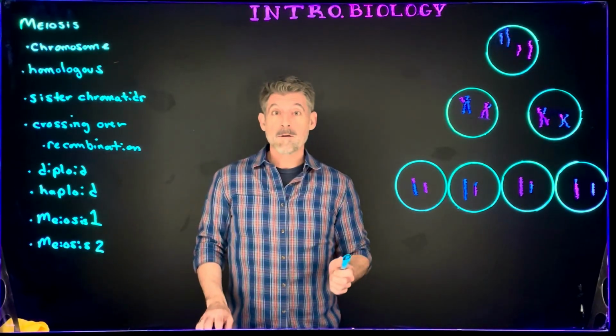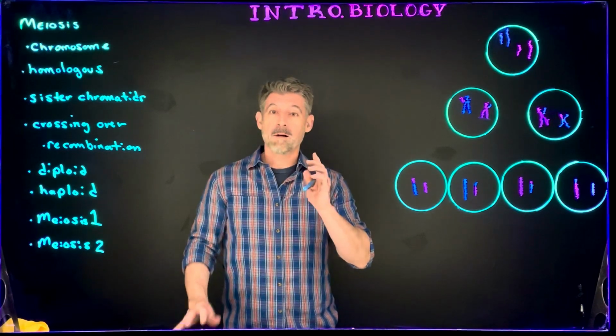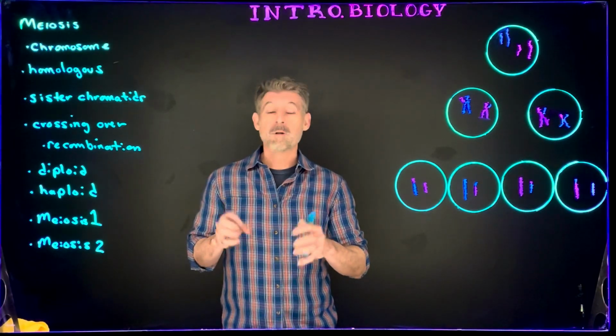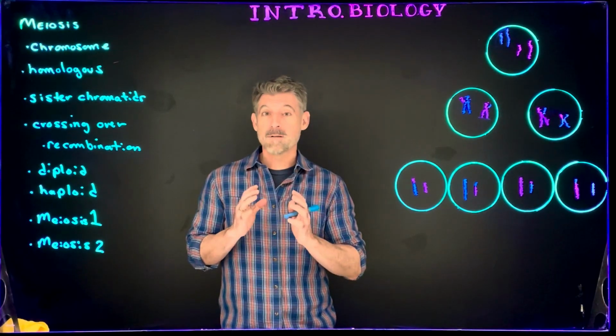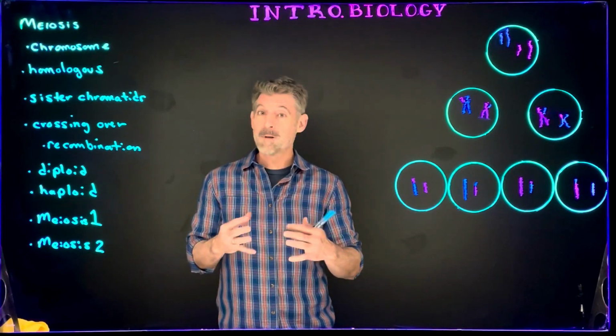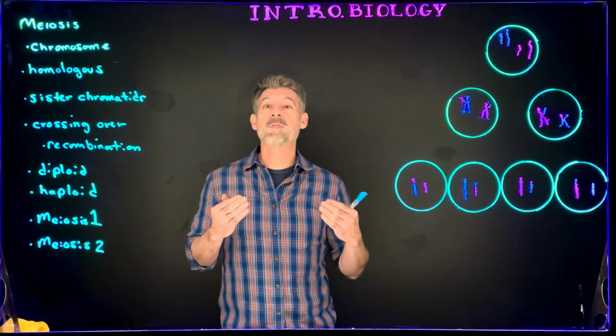All right, so earlier you studied mitosis. Mitosis is where one cell divides into two, and now we're going to look at the process of meiosis. Meiosis and mitosis are similar in certain ways, but very different in others. Starting off with their purpose.